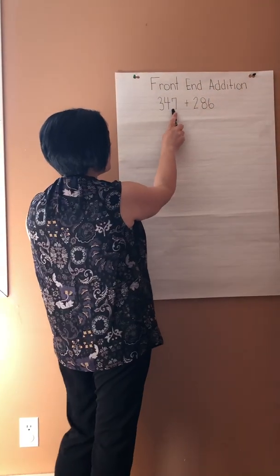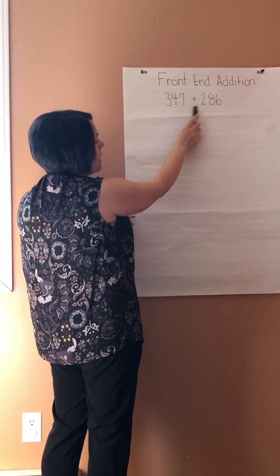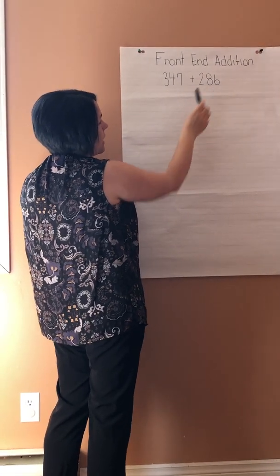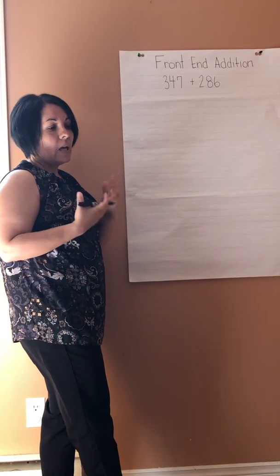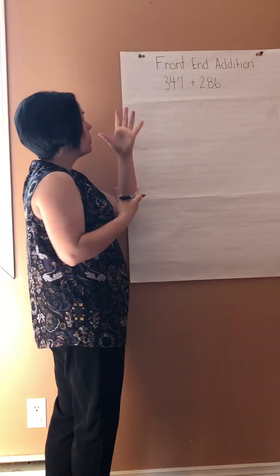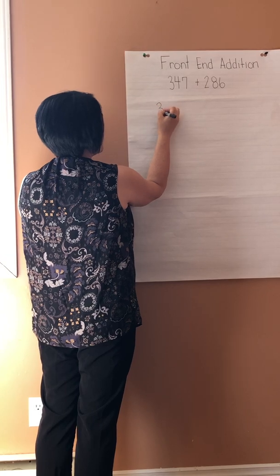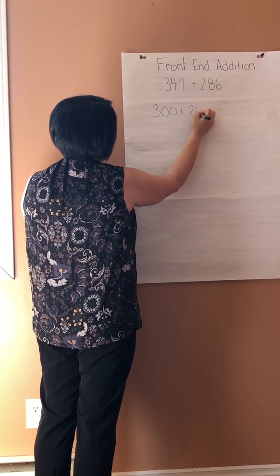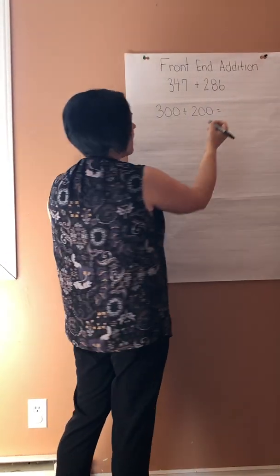So this is 347, so I know within this number it's 300 plus 40 plus 7. And within this number, 286, I know that it's 200 plus 80 plus 6. It can be many other different things, but for this strategy, I just need it to be the numbers that are in the actual place value. So 300 plus 200 is where I start. And 300 plus 200 is, of course, 500.